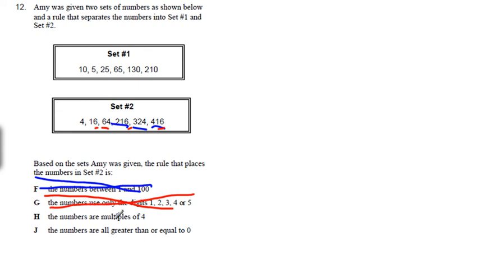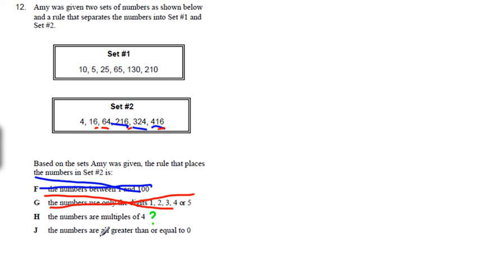H says the numbers are multiples of 4. Well, they're all even, so we know they're multiples of 2. I know 4 is a multiple of 4. 16 is a multiple of 4. So this looks pretty good, but these numbers are kind of big. I don't want to have to check all those just yet. So let's put a maybe by this, and let's check answer J just to see how J works.